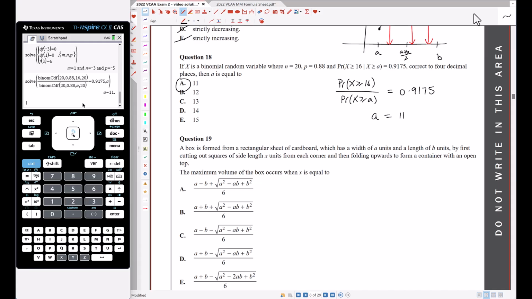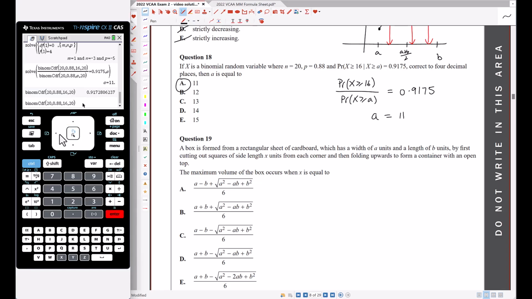Okay, now this is interesting, and worth being cautious about, because I've just looked up the answers, and the answer is B, which is 12. If I check this using menu 5.5B, I get N is 20 and P is 0.88, and my lower bound is 16 and my upper bound is 20. Okay, so we get that value there.